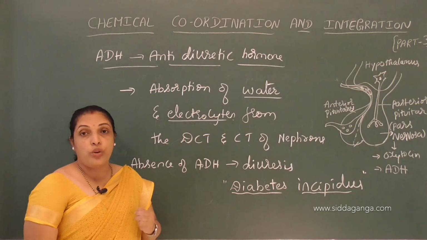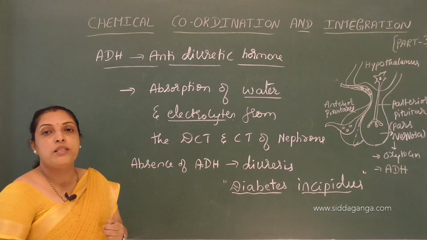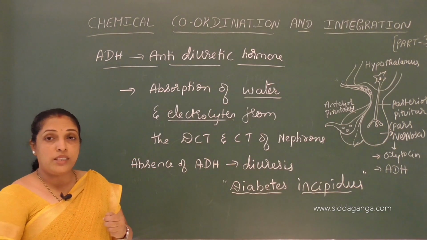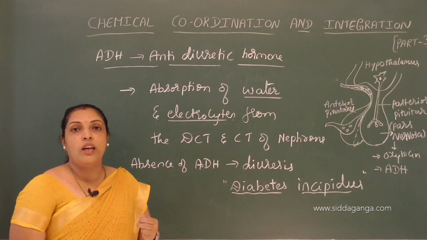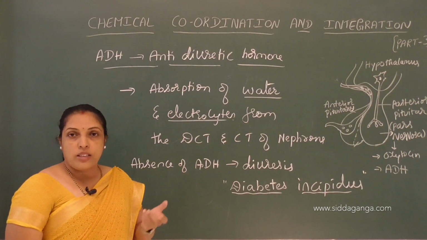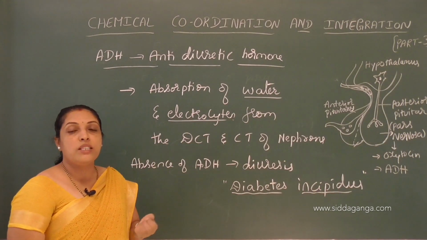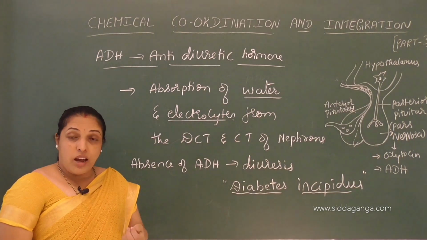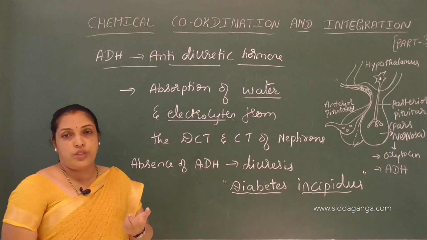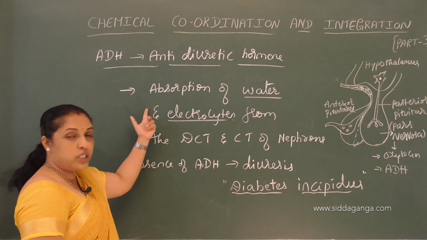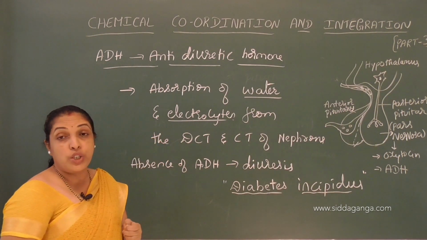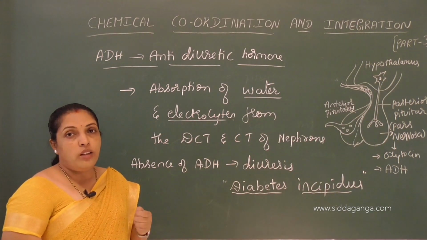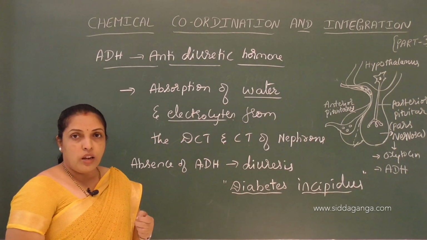The amount of secretion of this hormone is more in desert animals like camels, because we know that in the desert there is scarcity of water. That's why the animals have to withstand or prevent the loss of water. So in those animals we see more secretion of antidiuretic hormone to absorb water from the distal convoluted tubules of the nephrons.